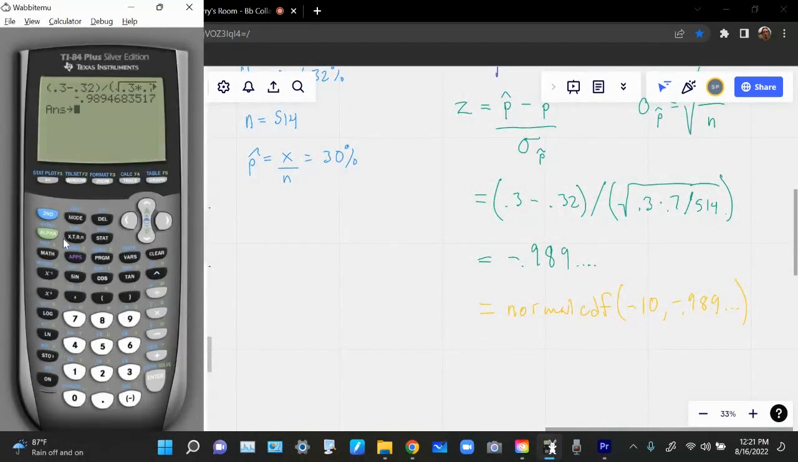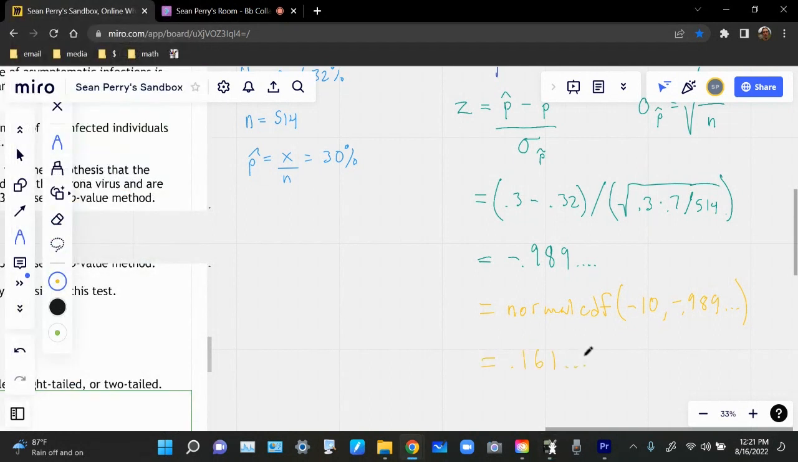So you could take advantage of your calculator's ability to store things as a variable, store this as Z, and then we could go into second distribution, normal CDF, and we'll keep this low number here, although, to be honest, negative 10 will work when we're talking about Z-scores. And then we could put exactly that number in right here, or just type negative 0.989, it really doesn't matter. You'll get at least as accurate an answer as the table would give you. And so we get the following area, 0.161 and so on, or roughly 16%.